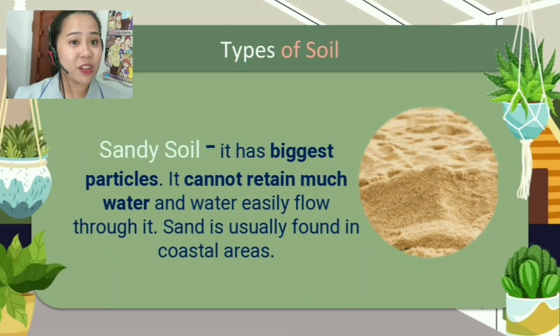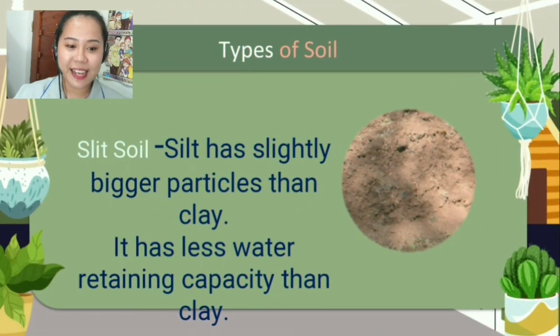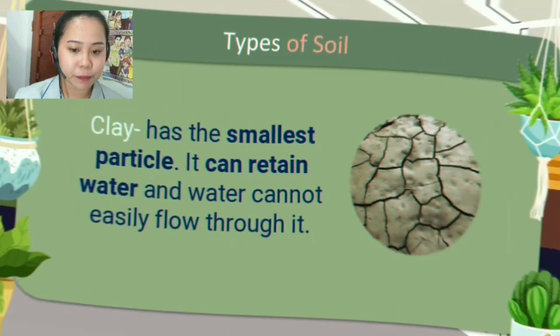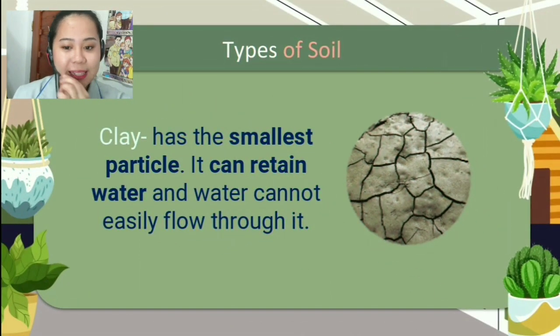Based on the studies, sandy soil has the biggest particles among those types of soils. It cannot retain much water, and water easily flows through it. Sand is usually found in coastal areas. The next one is silt soil. Silt soil has slightly bigger particles than clay, so it has less water-retaining capacity than clay. Next is clay. Clay has the smallest particles. It can retain water, and water cannot easily flow through it.